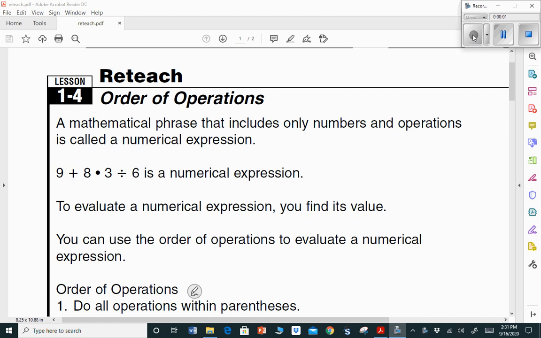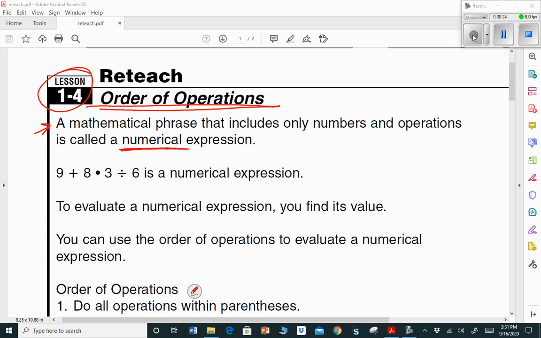Sixth grade, lesson 1-4, order of operations. This is a really important one. It will be useful to you the whole rest of your life, at least until you're done taking math classes for sure. Okay, a mathematical phrase that includes only numbers and operations is called a numerical expression.